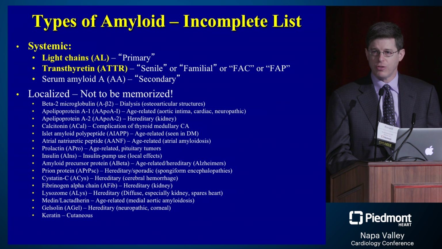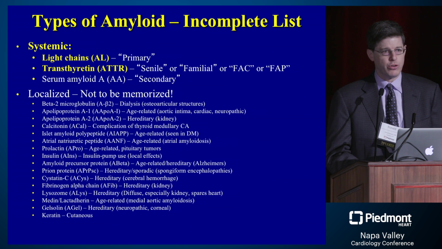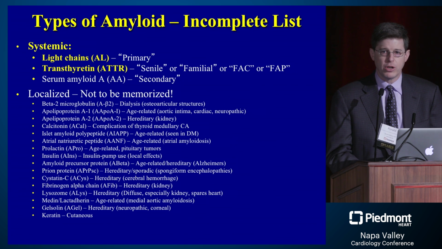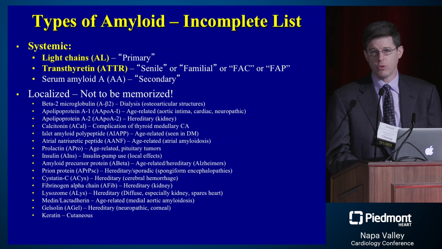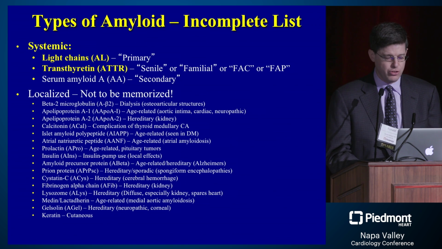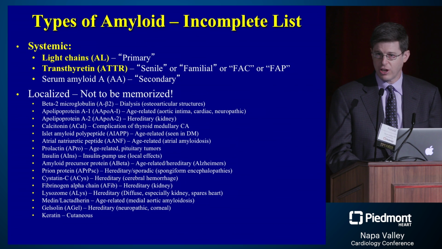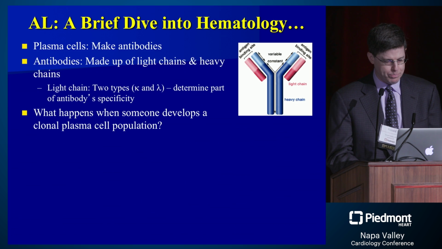And there are dozens of different types, but fortunately you don't need to know about dozens of different types. There's only a couple that you need to know about, which are the systemic forms that can involve the heart. And a quick word on the nomenclature is that you always use the letter A to start for amyloid, and then the second letter or letters refers to what the protein is that's depositing. So L for light chain or TTR for transthyretin. I'd discourage the terms primary, secondary, senile, etc.